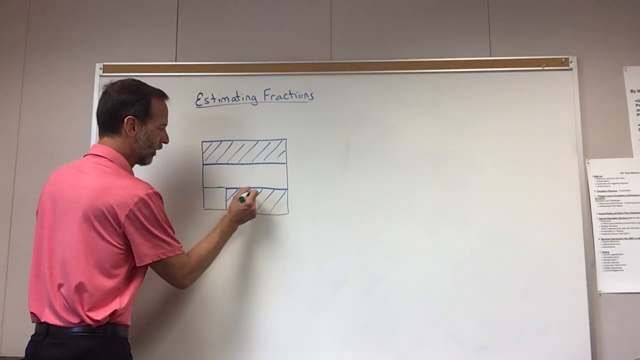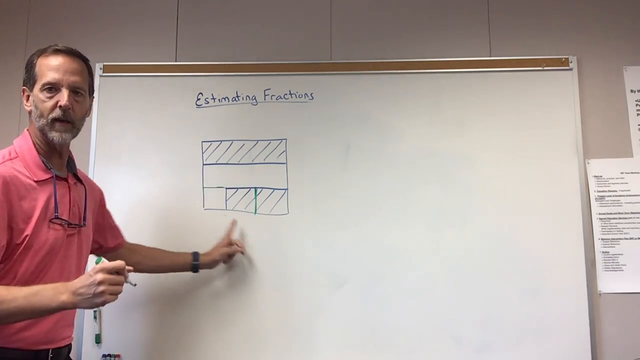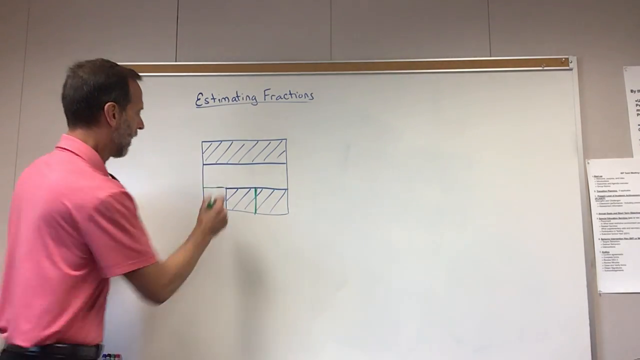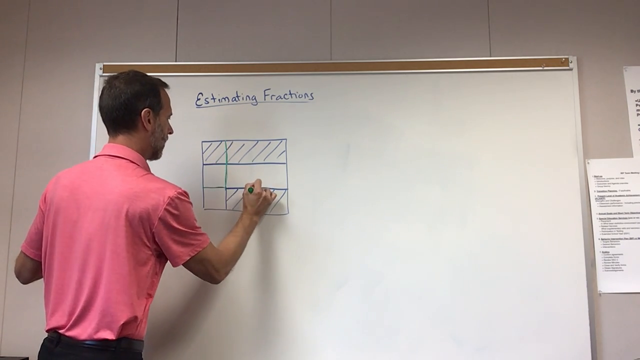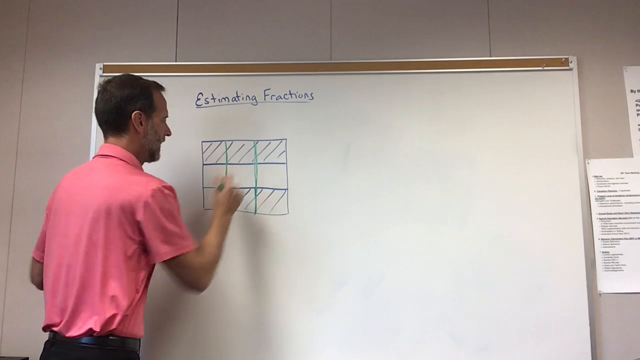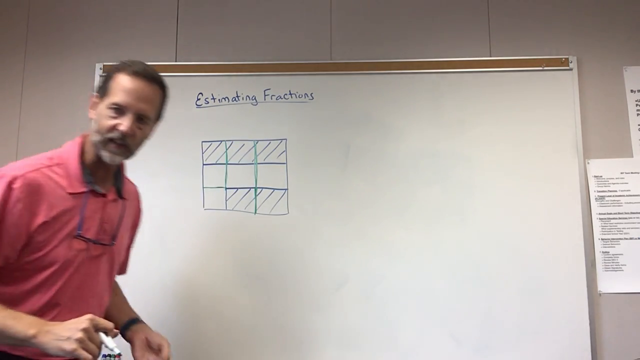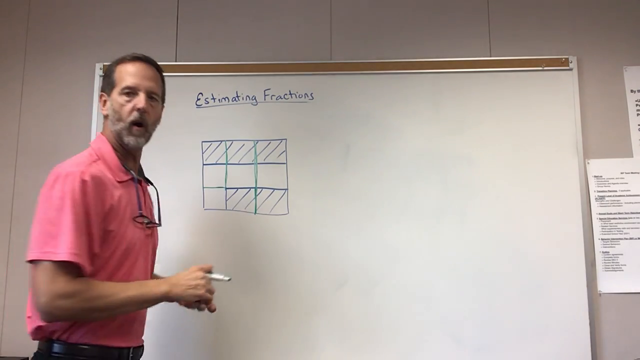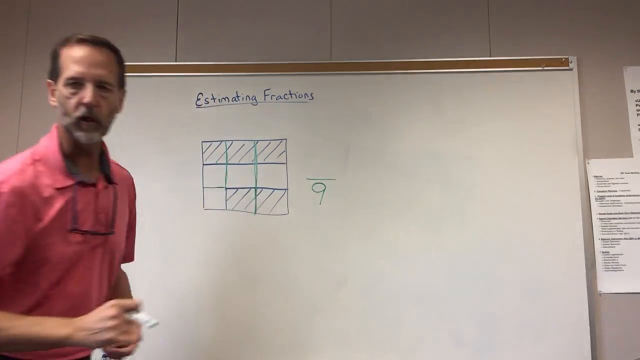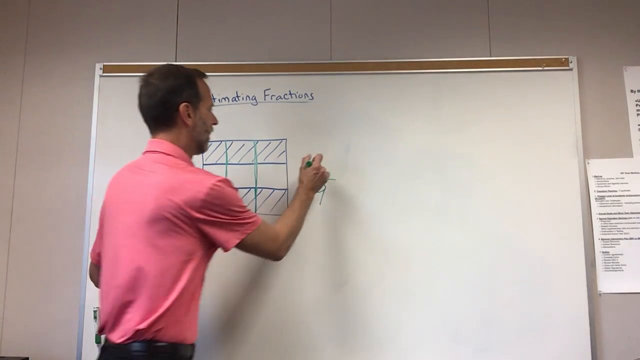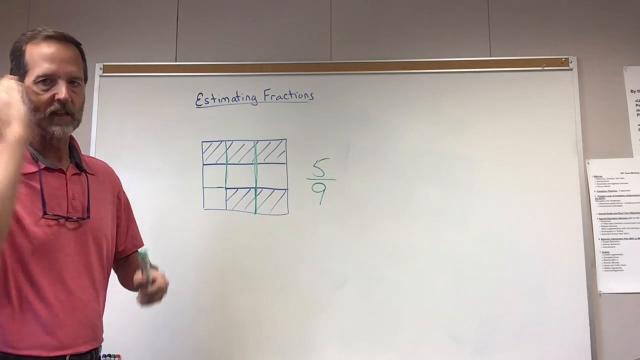So I'm going to see if I can do that over here. I'm going to come over here and I'm going to go there. And now I've got 3 pieces that are the same size. I'm going to take these lines and go up now. And now I've got 3 rows of 3 each. Do you see it? How many pieces are there total? There are 9. How many of those are shaded? There are 5. So that would be 5/9 shaded.